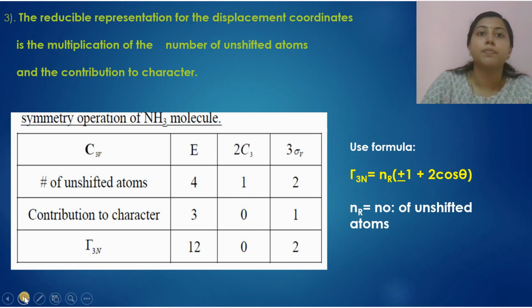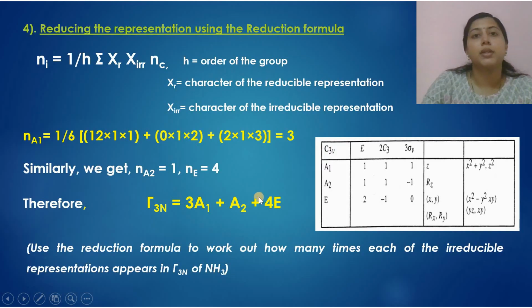Now the next step is reducing the representation into an irreducible one using the reduction formula. The reduction formula is given as Ni is equal to 1 by h into the sum of the character of the reducible representation into the character of the irreducible representation into NC, where NC is the number of operations in each class.